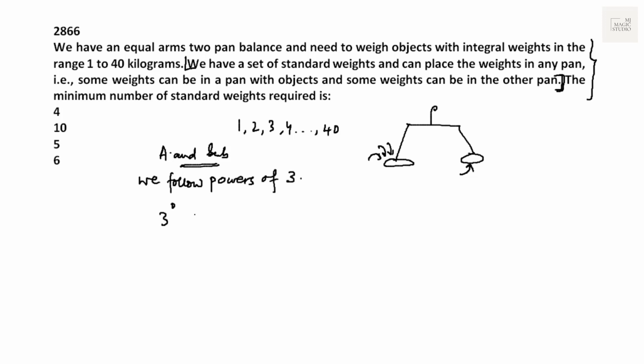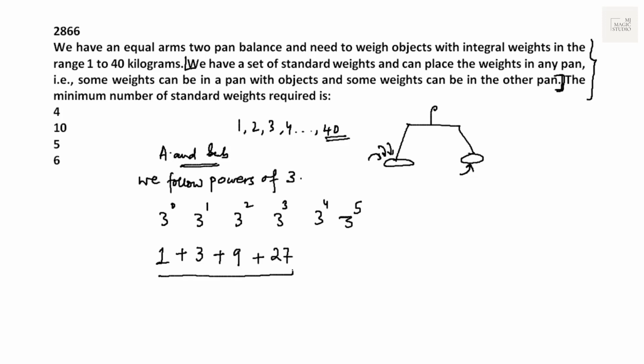Start writing the powers of 3 starting with 0 and keep on adding till you get 40 or more than 40. 3 to the power 0 is 1, plus 3 to the power 1 is 3, that is 4. 3 square is 9, that is 13. 3 cube is 27, that is 40. We can stop here because the total is 40. Now the answer is simply that we require 4 such weights.